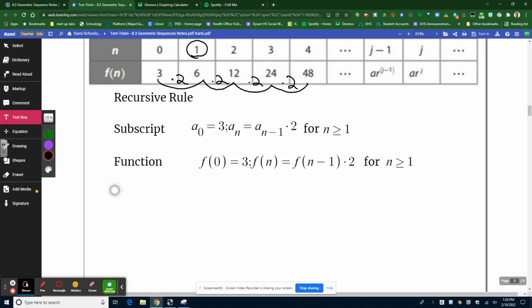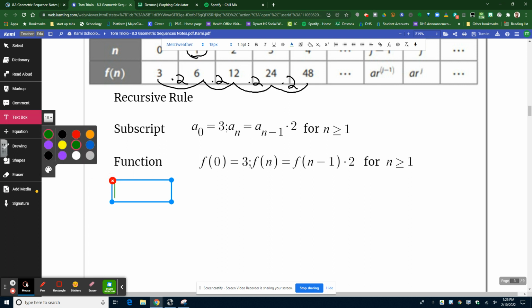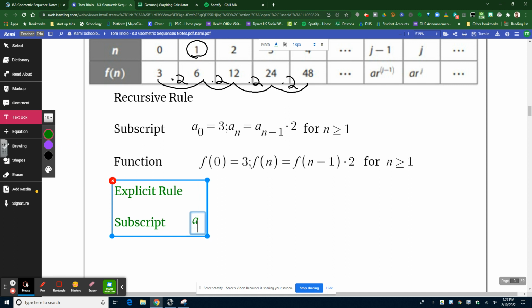So let's make a different text box. I want to make a pretty green color. So explicit rule. And we're going to start with the subscript notation. So subscript. Copy. A sub n.